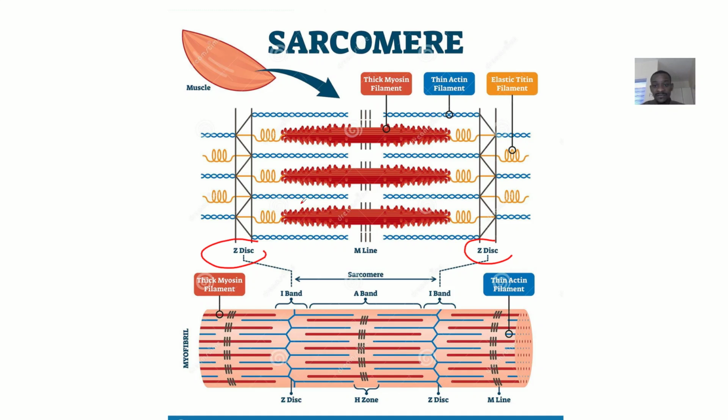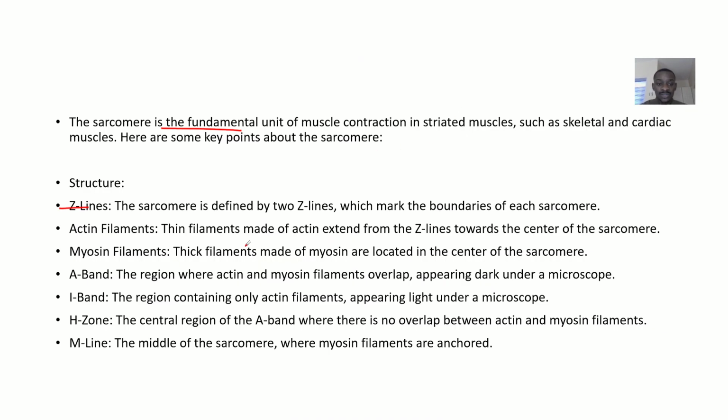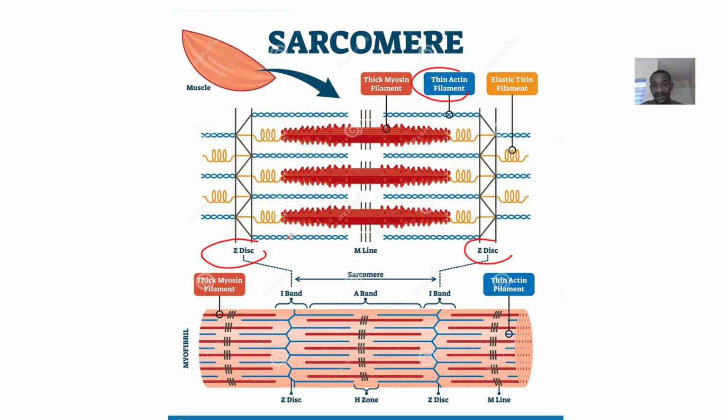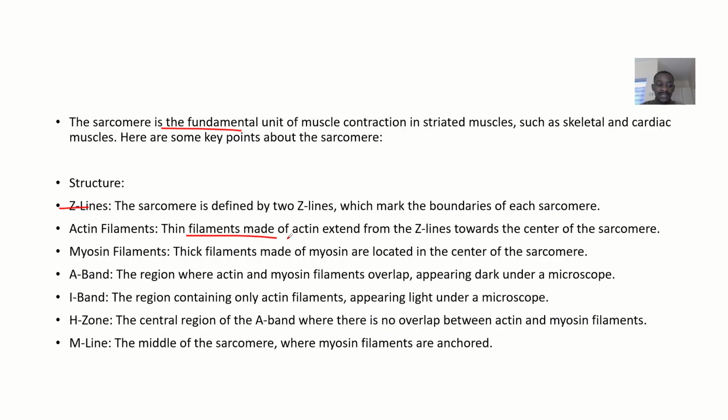These are the actin filaments, and they are thin. The thick ones are the myosins. The actin filaments are thin filaments made up of actin. They extend from the Z lines towards the center of the sarcomere. Then how about myosin? These are thick filaments, made up of myosin. They are located in the center of the sarcomere.